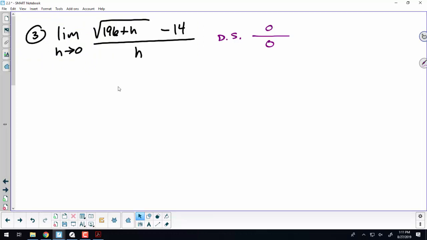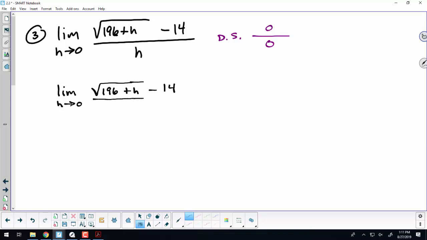All right, so then we have to try to simplify this algebraically. And so what would we do algebraically to our expression? Square root of 196 plus h minus 14, all over h. Multiply by the reciprocal? If we multiply this by the reciprocal, is that going to help us? The conjugate, I'm sorry. Yeah, the conjugate, that's the word I was looking for.